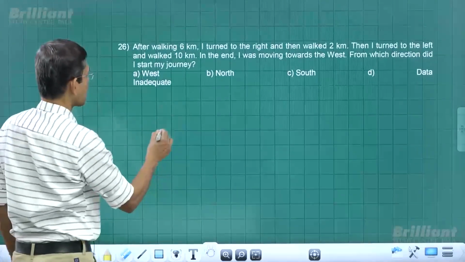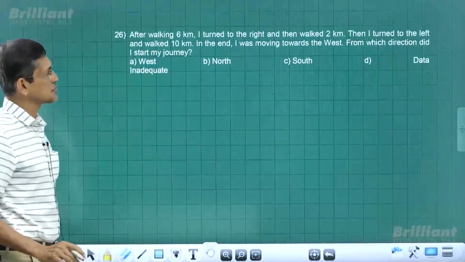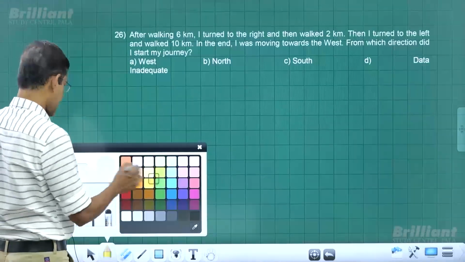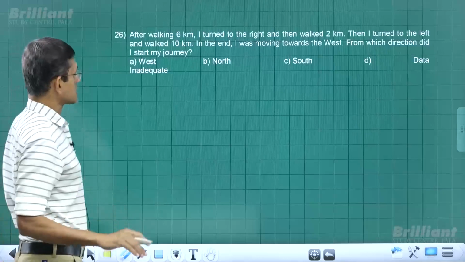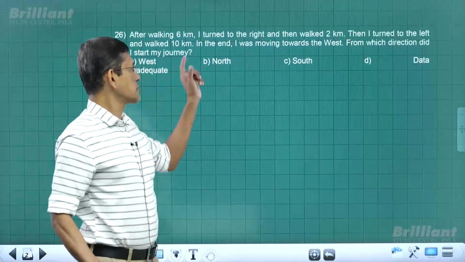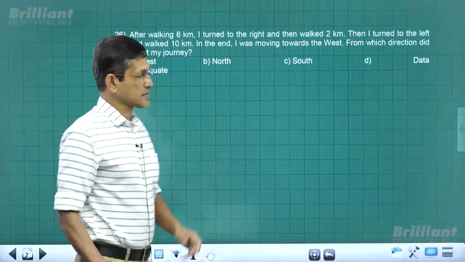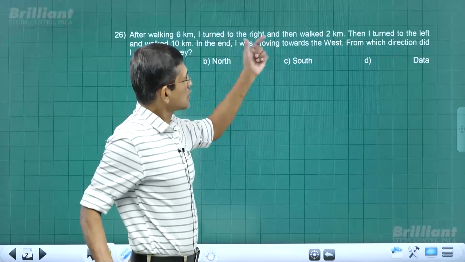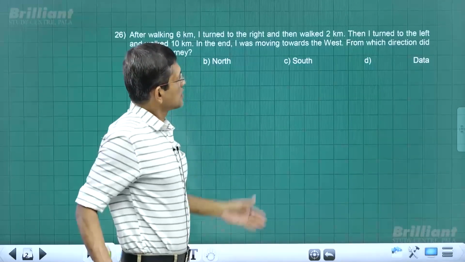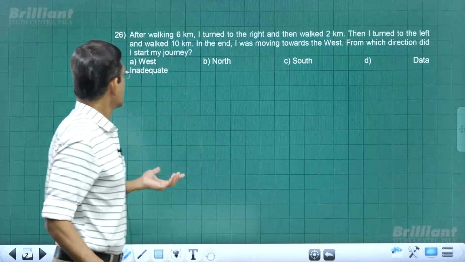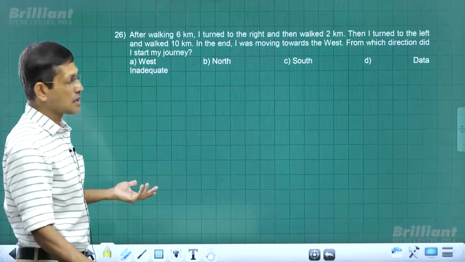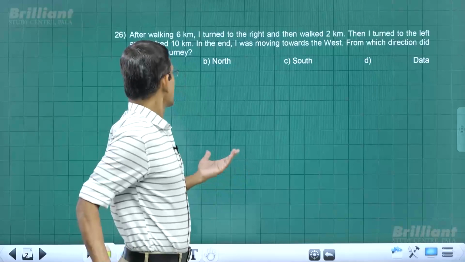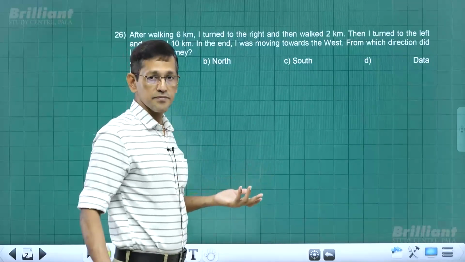First question: after walking 6 kilometers, I turn to the right. So it seems like a direction sense question. After walking 6 kilometers, to which direction? Not given. So after walking 6 kilometers, I turn to the right and then walk 2 kilometers. Then I turn to the left and walk 10 kilometers. In the end, I was moving towards the west. So from which direction did I start my journey?